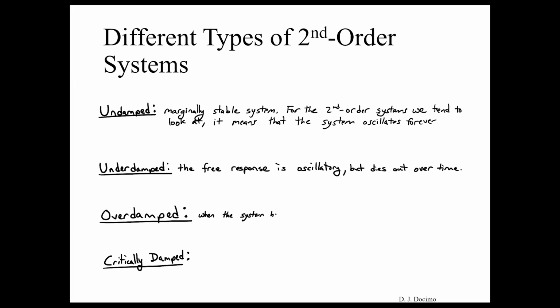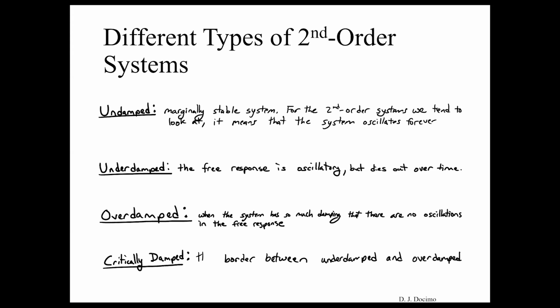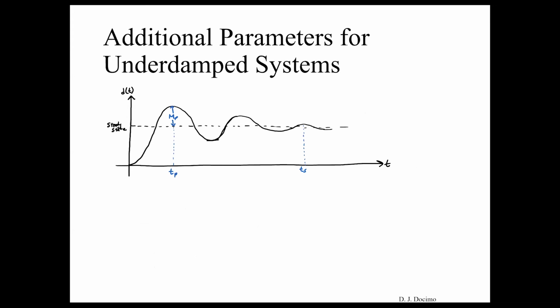An overdamped system is when the system has so much damping that there are no oscillations in our free response at all. It just looks like two exponential decays combined together. And then critically damped is the border between underdamped and overdamped. You can think of it as like the fastest version of overdamped. Now, some additional parameters for specifically an underdamped system. So this is a typical response that you would have for an underdamped system.